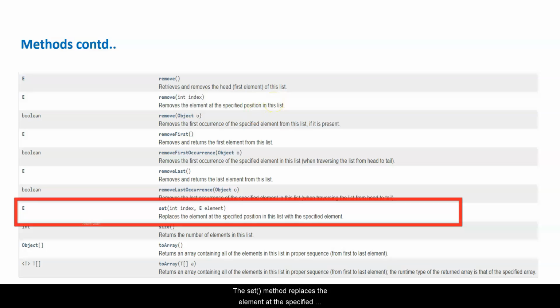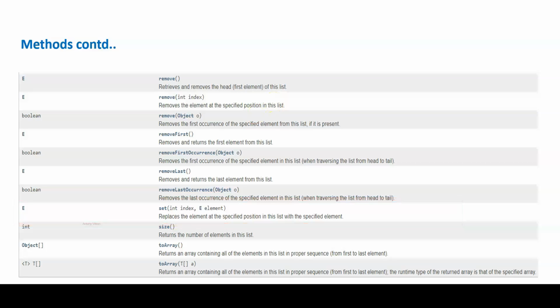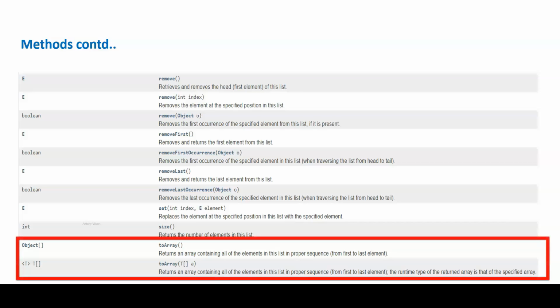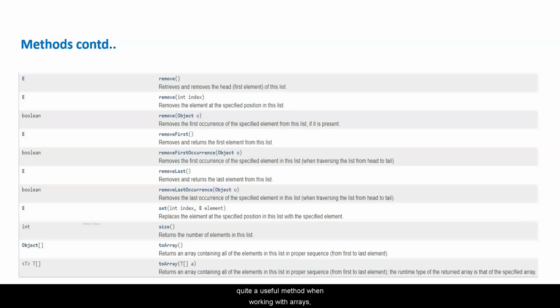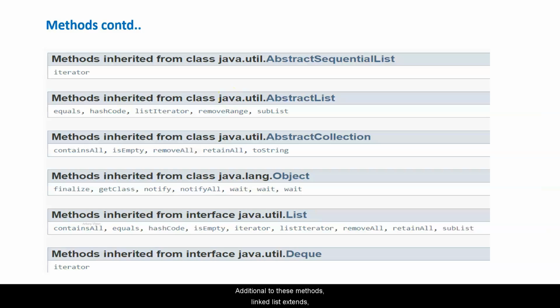The set method replaces the element at the specified position with the specified element. The size method returns the size of the list. The last method that we are going to see is the toArray method. It has two overloaded versions, and is quite a useful method when working with arrays. It returns an array version of the list. In addition to these methods, LinkedList inherits all the methods that you see here, so these methods are also available to work with LinkedList. In the next lecture, let's see the demo of LinkedList.